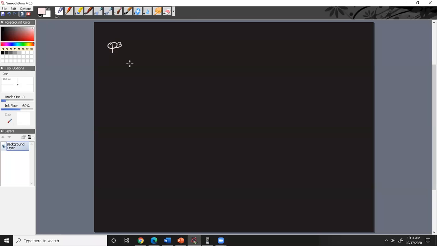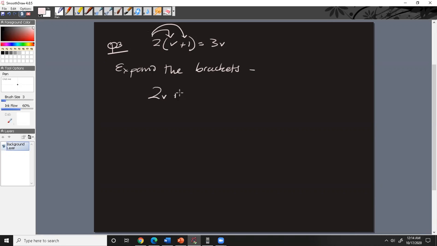Question 3 then. Question 3 was 2 brackets, so we've got brackets in this one. V plus 1 is equal to 3V. So first of all, we expand the brackets, which is something that we talked about in one of the previous videos. So we're going to have 2V plus 2 times 1, which is 2. Don't forget to expand both terms in the brackets. 2V plus 2 is equal to 3V.